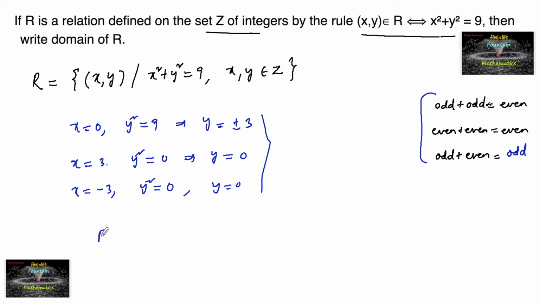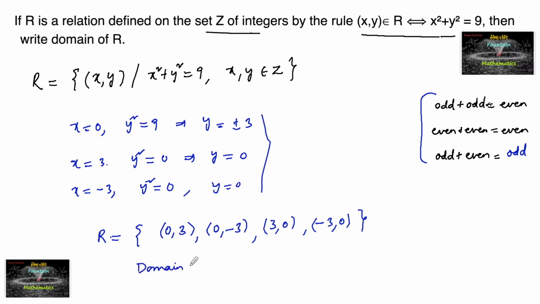So we can write the relation R is equal to (0, 3) and (0, -3) as two ordered pairs. And when x is equal to 3, y is 0, and when x is equal to minus 3, y is 0. So these are the four different possibilities we can come across in this problem. So the domain can be taken. Domain is the element x such that (x, y) belongs to the relation R.